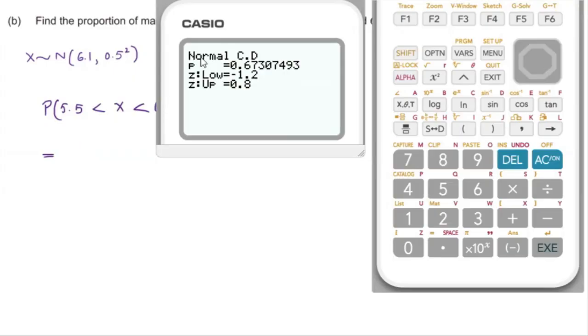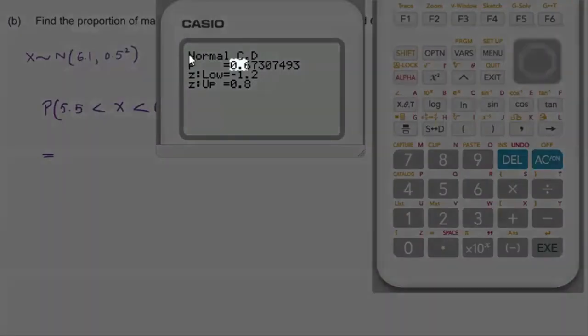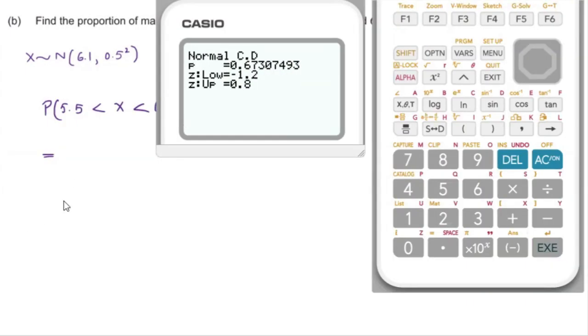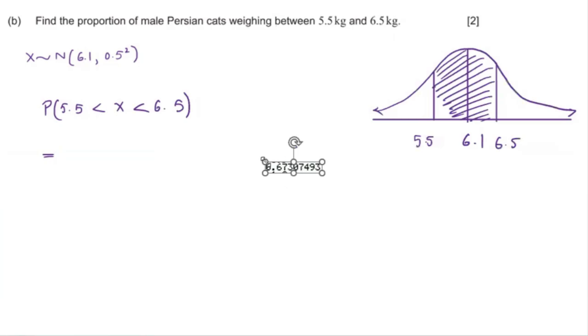I'm getting 0.6730. Oh, that is too much. I have a good way. I can copy this, right? Okay, so my answer will be this thing. 0.67307493, and I can give my answer to three significant figures as 0.673.